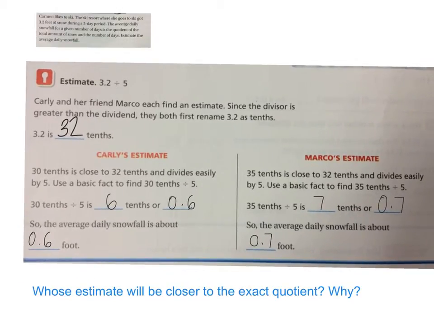Whose estimate will be closer to the exact quotient? And how do you know?